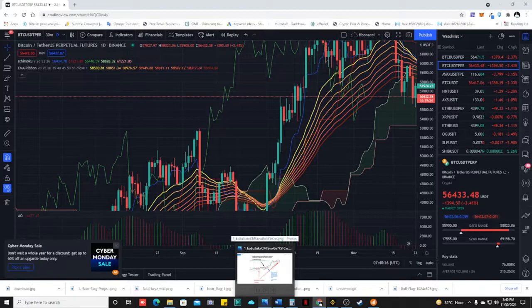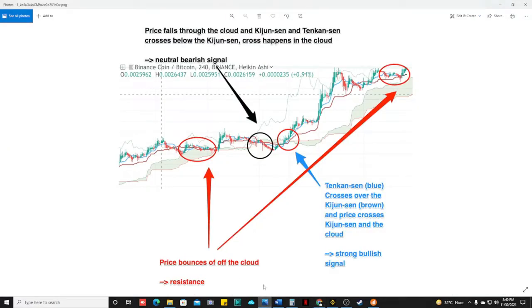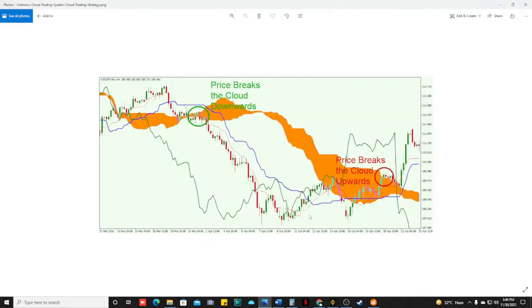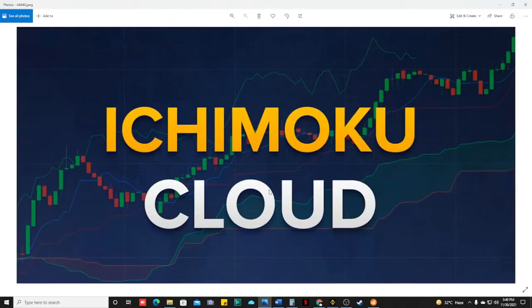So I use this in trading. I use Ichimoku, I use the Awesome Oscillator, I use candlestick patterns, I use the RSI, I use the EMA ribbon. So that's the trend strategy. Once you see the price break above the cloud, it's a sign of bullish. Once it crosses below, it's a sign of a downward trend. That's the basics of the Ichimoku cloud.